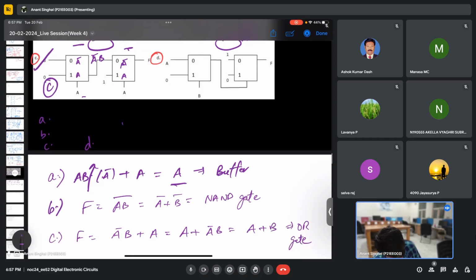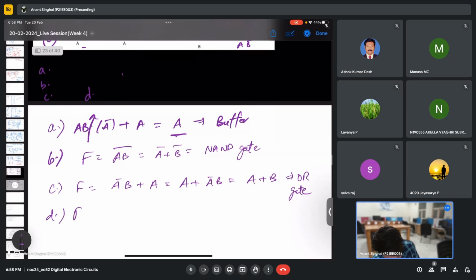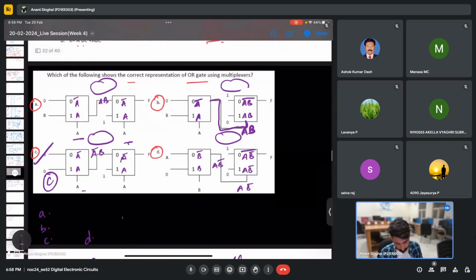And let's also calculate D since we have calculated each and everything. This will be B complement, this will be B, and the select line will be here. So I have A B complement and a 0 here. So I will be getting AB complement whole complement, and here it will be AB complement. So the final F for the last option will be AB complement whole complement, that is A complement plus B. So this is not any gate, this is just an expression. So for the above question, the correct answer is option C.